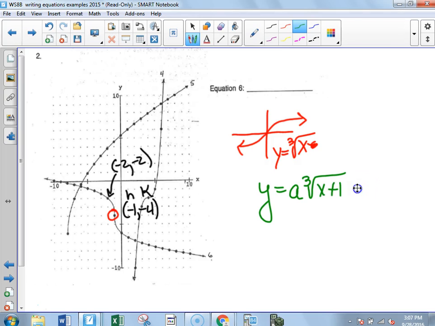X plus 1, and on the outside would be a -4. Alright, I chose -2, -2 as another point, so I'm going to put them in. I like that point because I can't mess them up and get them backwards, right?